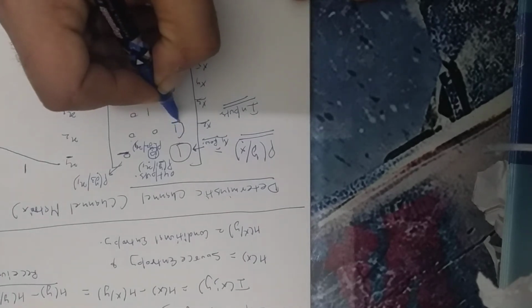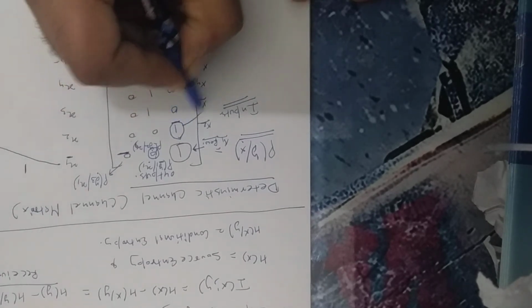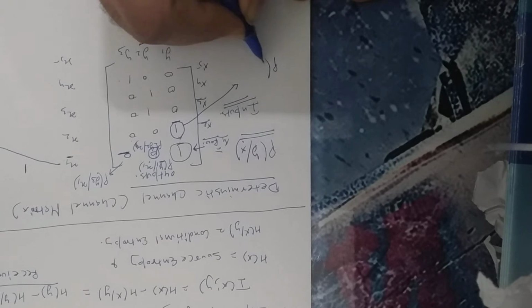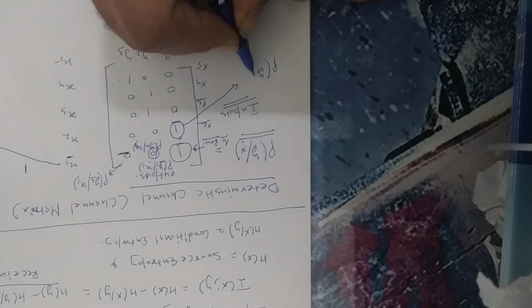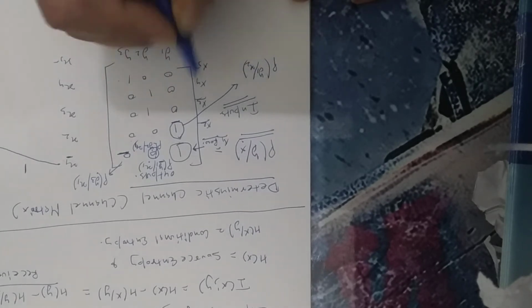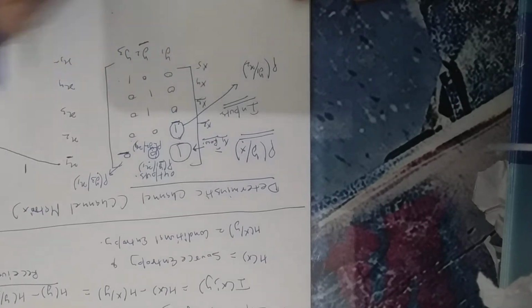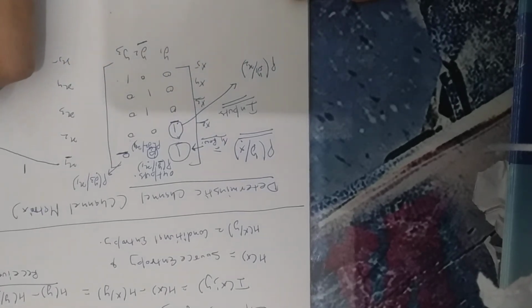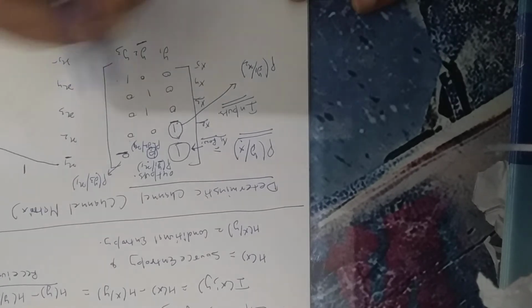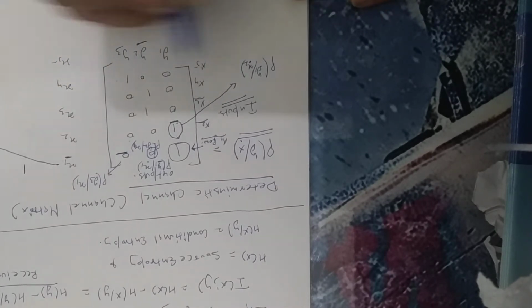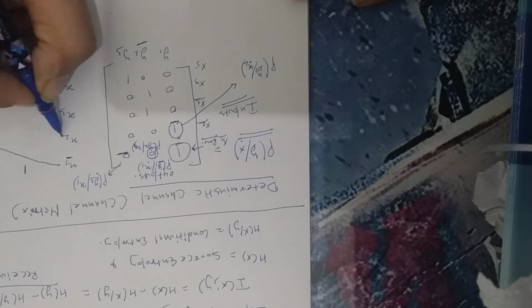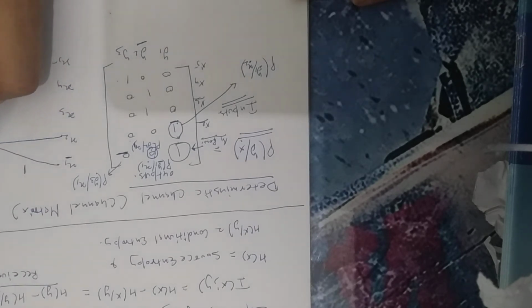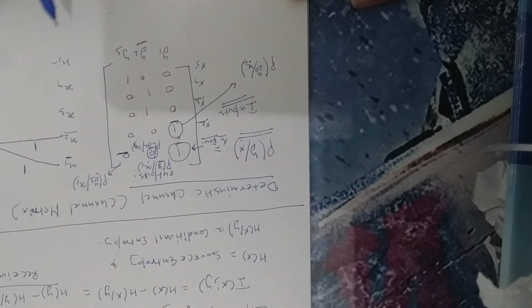This one represents the probability of receiving y1 when x2 has been transmitted. So the probability of receiving y1, the first output, when x2 has been transmitted is 1. That means 100%. So we will be receiving y1 when x2 has been transmitted.